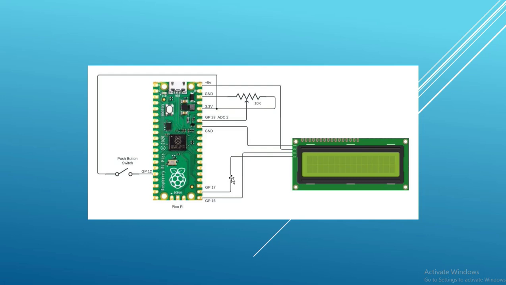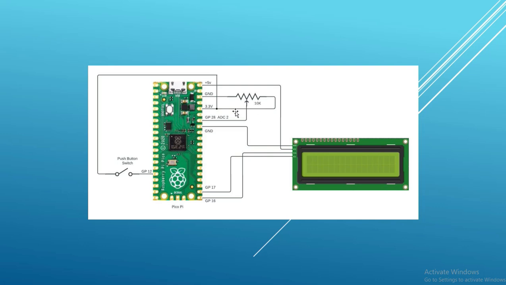The schematic for this application is right here. So put simply, the push button is connected to GPIO pin 12. It is pulled down internally, which means that when I close the switch, a 3.3 volt signal will be applied to GPIO 12 as a logic 1.